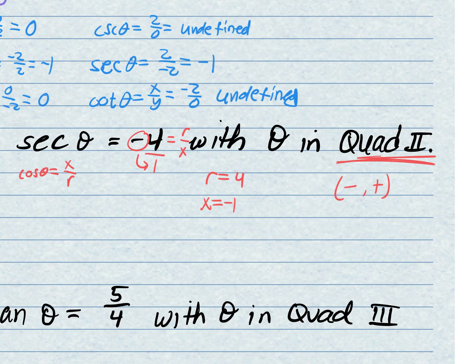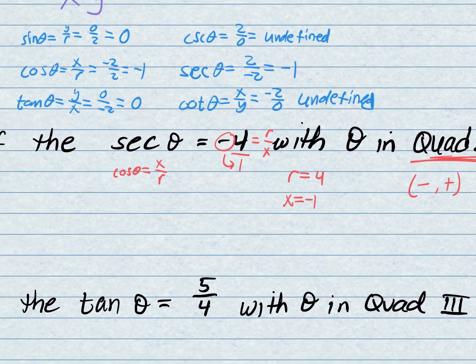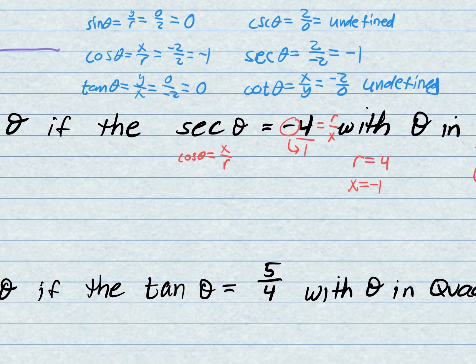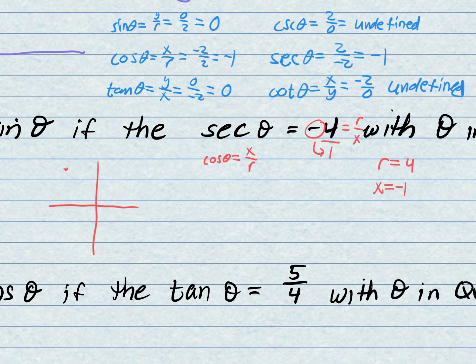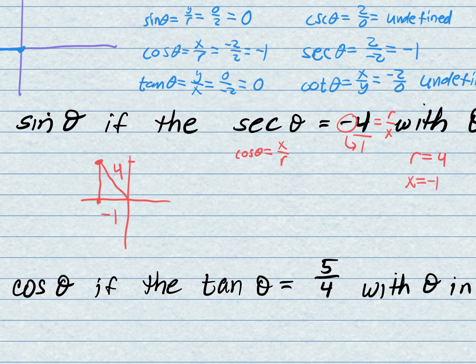So I know that whatever I get for y is going to show up in the second quadrant above the x-axis. All right, so if I go to draw this, I get a point somewhere right here. Let's say that this is negative 1. I don't know what y is, but I know what r is. R in this case is going to be 4. And we can find y by using the Pythagorean theorem.